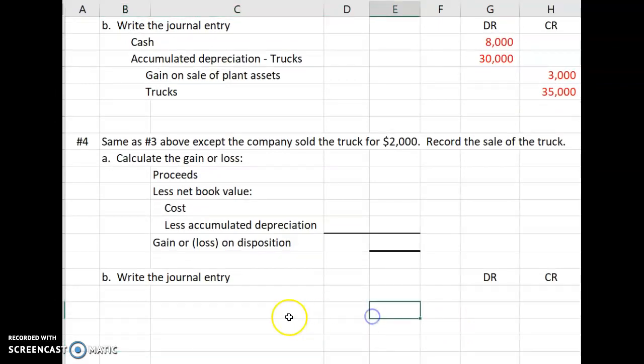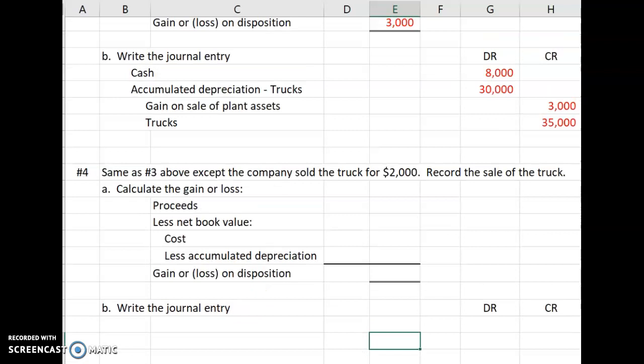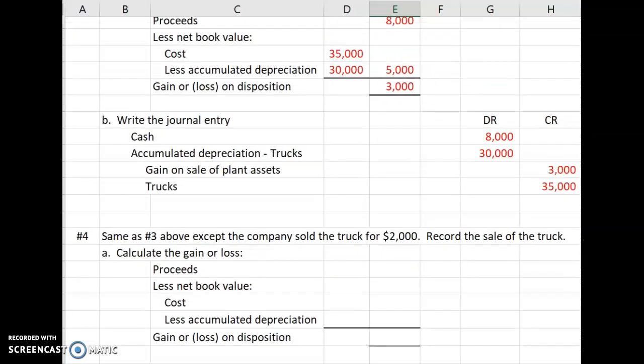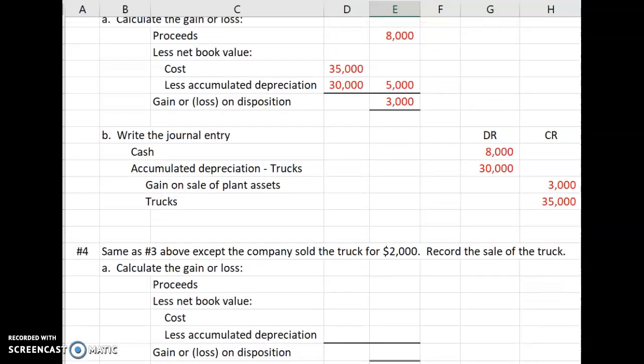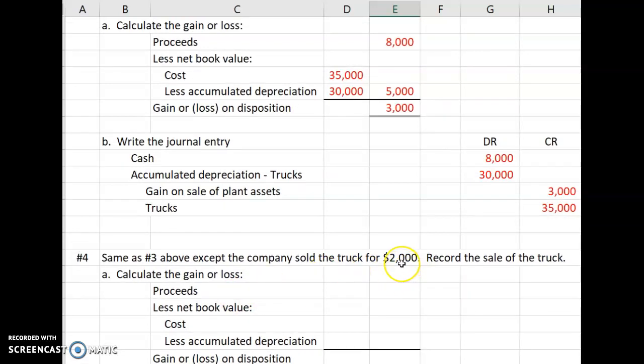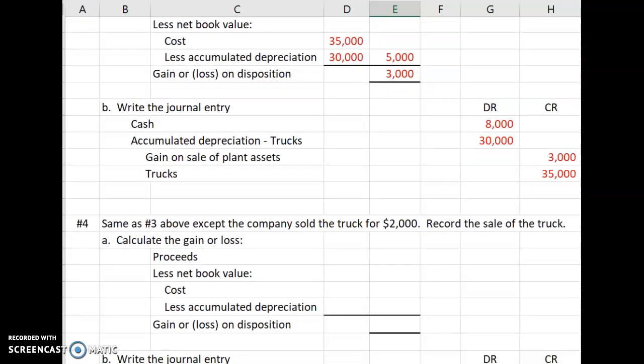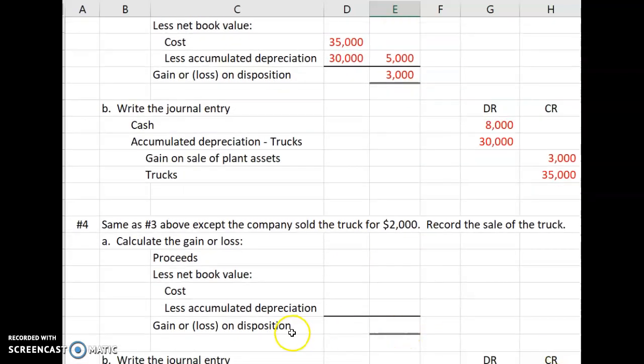Let's do the final example, number 4. I'm going to have you do the entire thing. It's the same as number 3 above, except you sold the truck for $2,000. Go ahead and calculate your gain or loss on the sale of the truck, and then we'll go ahead and write the journal entry. Do your calculations and come back and check your work.